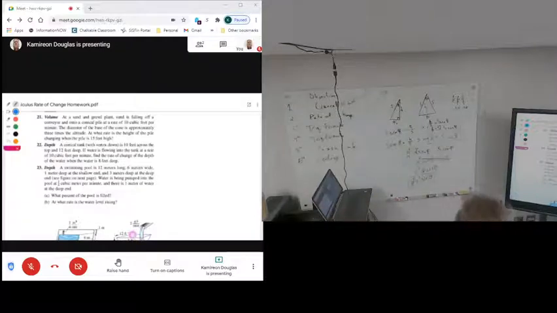We know dV/dt. And what is dV/dt? Volume with respect to time. Right? And that's given in the problem. What is it? 10. In this case, cubic feet per minute. Right?